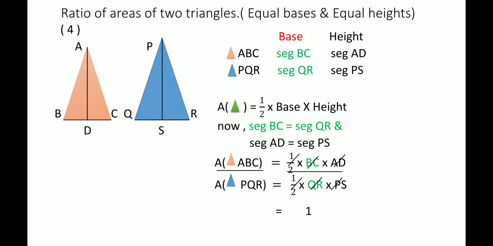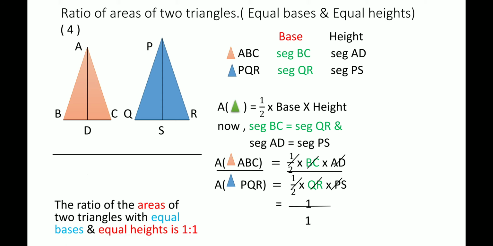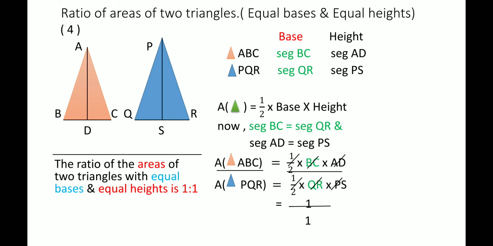So what remains here? 1 upon 1. And this is the fourth property. This can be written like this in words. The ratio of the areas of two triangles with equal heights and equal bases is 1:1. Now we see the practice set 1.1.